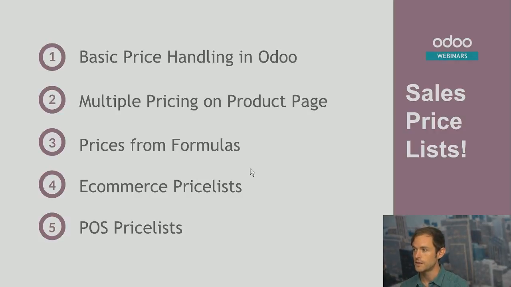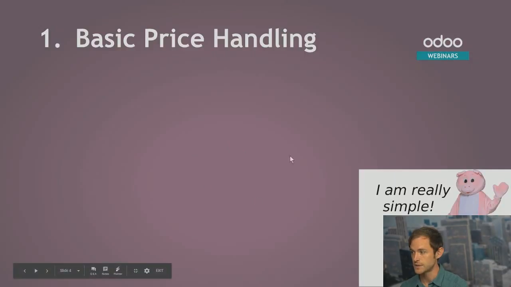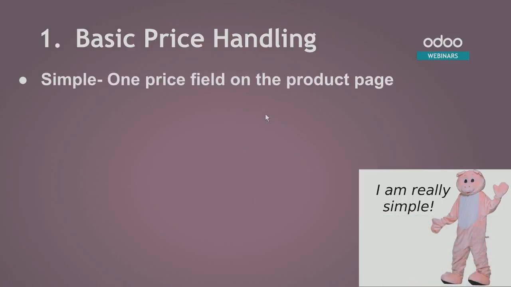So the first thing, basic price handling. So in Odoo, basic price handling is really simple by design. It is pretty straightforward, and you can understand it very easily just through playing around with it very briefly. But there are some nuances to it and some things that it's good for you to understand. Basically, it's a price field.